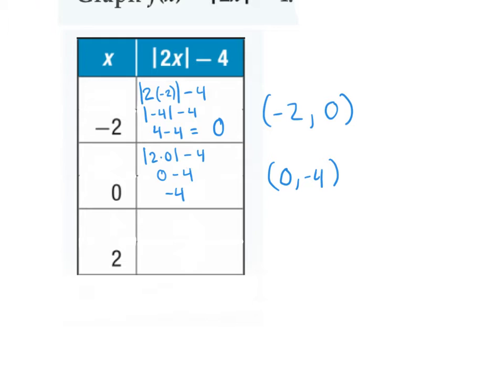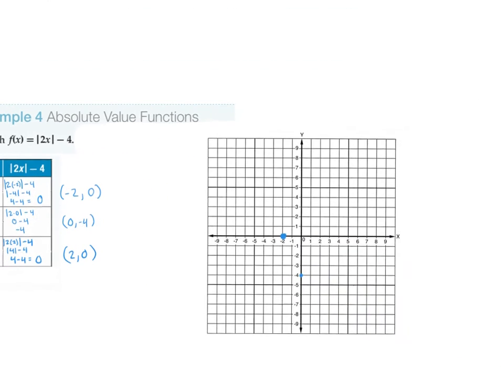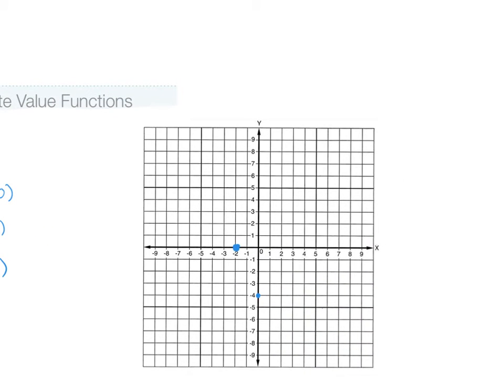Next, we can plug in 2. So we have 2 times 2, the absolute value of that, minus 4. What's 2 times 2? So we have the absolute value of 4 minus 4. What's the absolute value of 4? 4. What's 4 minus 4? 0. So what's our point here? 2, 0. So we're going to go to our graph. We go to the right 2 and put a point at 0.